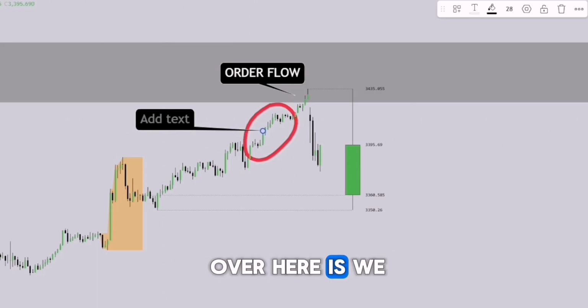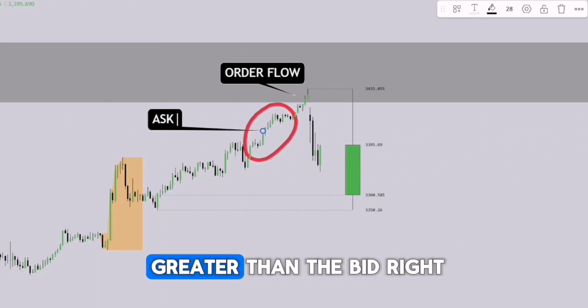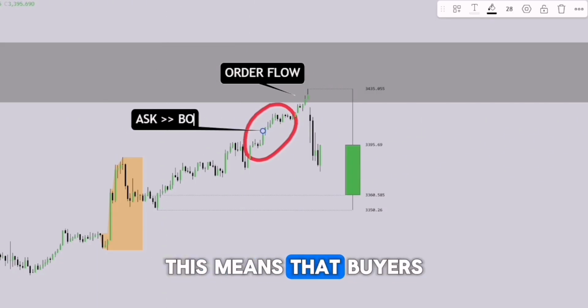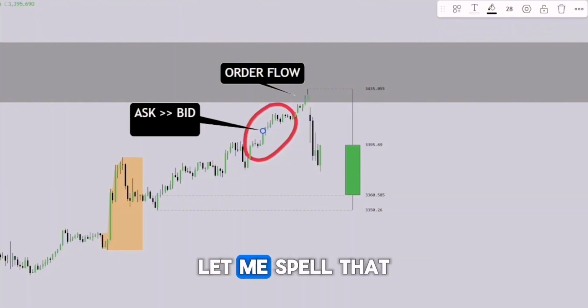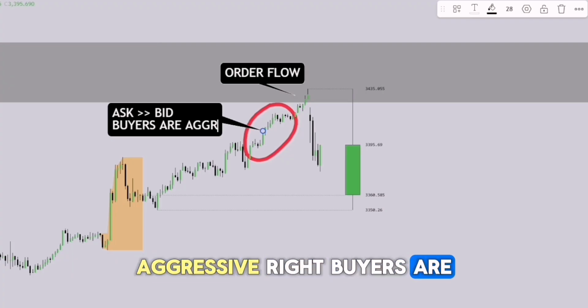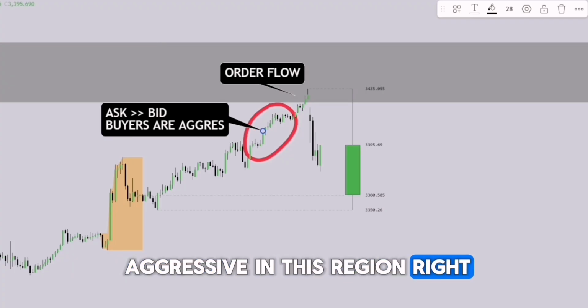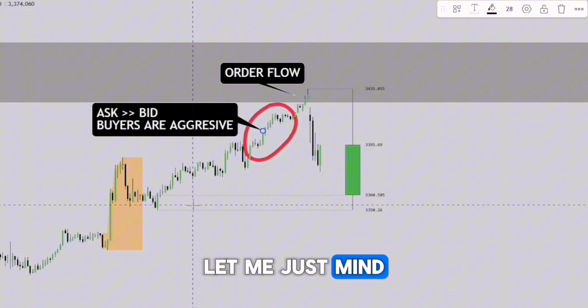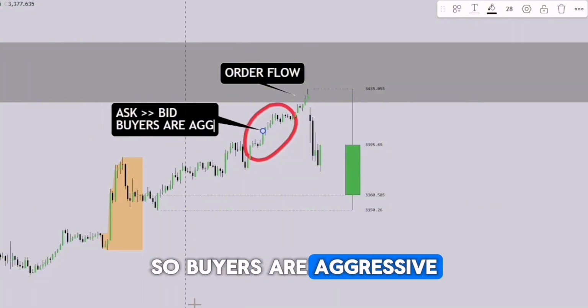What we had over here is the ask, which was a lot greater than the bid, right? This means that buyers are aggressive. Buyers are aggressive in this region, right? Let me mind my spelling. So buyers are aggressive in this region.